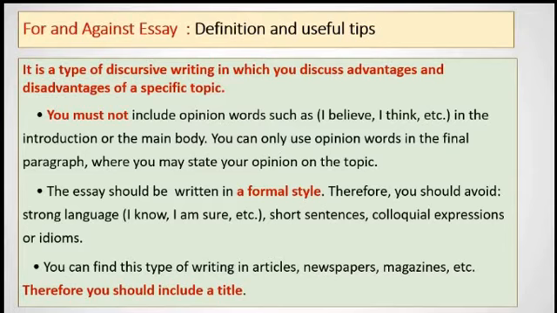So what is a for and against essay? It is a type of discursive writing in which you discuss advantages and disadvantages of a specific topic. You must not include opinion words such as I believe, I think, etc. in the introduction or the main body. You can only use opinion words in the final paragraph, where you may state your opinion on the topic.